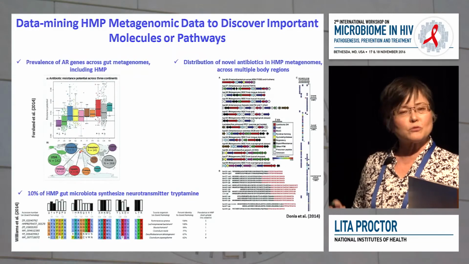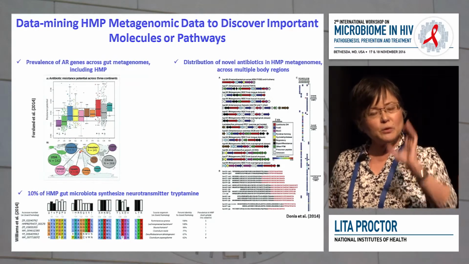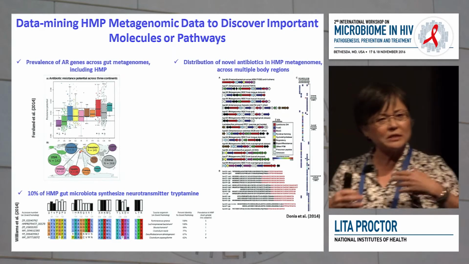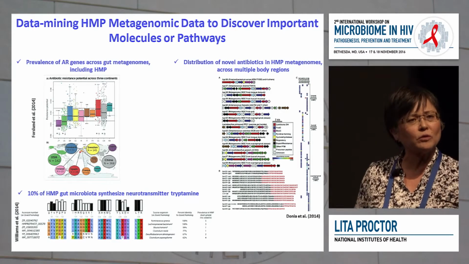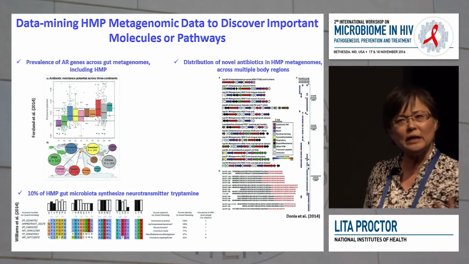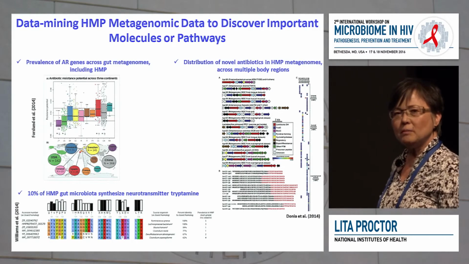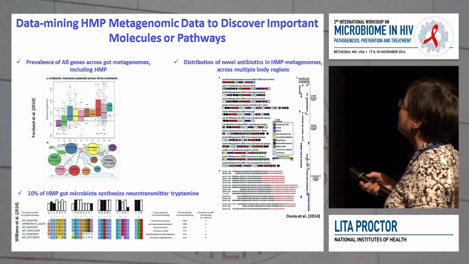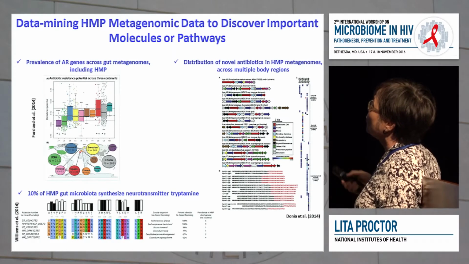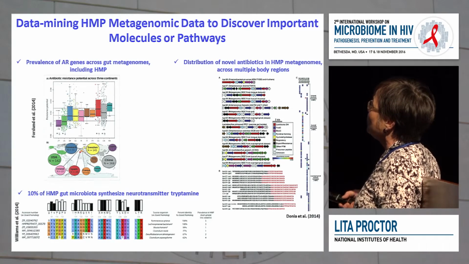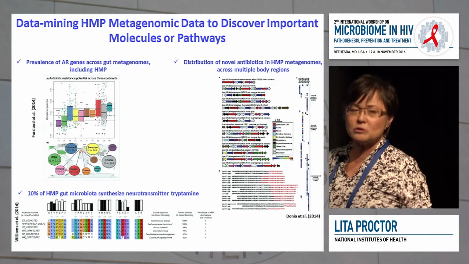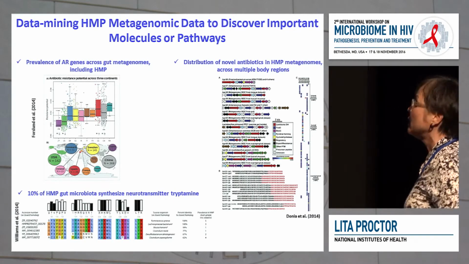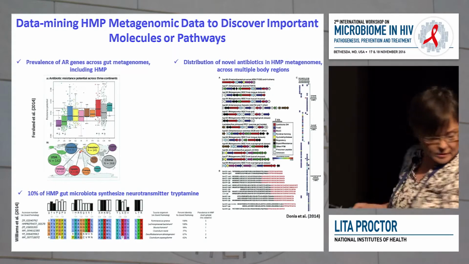Well, I want to give you just three quick examples. The beauty of this is these people were not funded by the HMP at all. We simply released the data, and they went in there, and they had their own hypotheses, and they evaluated the HMP metagenomic data to ask a couple of questions. So they data mined the HMP metagenomic data. In this one example, they were interested in the distribution, the prevalence of antibiotic-resistant genes in different populations around the world.